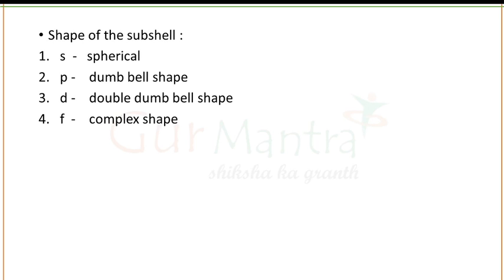As you know, azimuthal quantum number tells us about the shape of subshell. The shapes of different subshells are: s is spherical shape, p subshell is of dumbbell shape, d subshell is of double dumbbell shape, while f subshell is of complex shape.